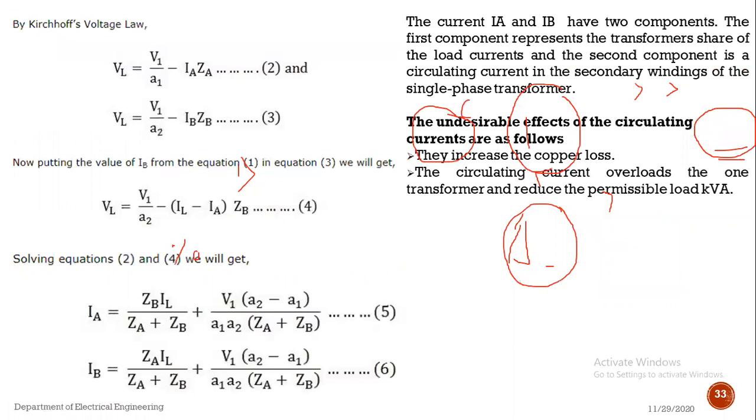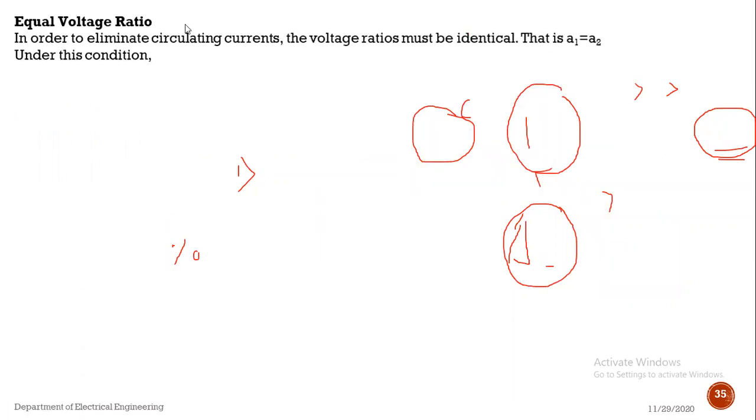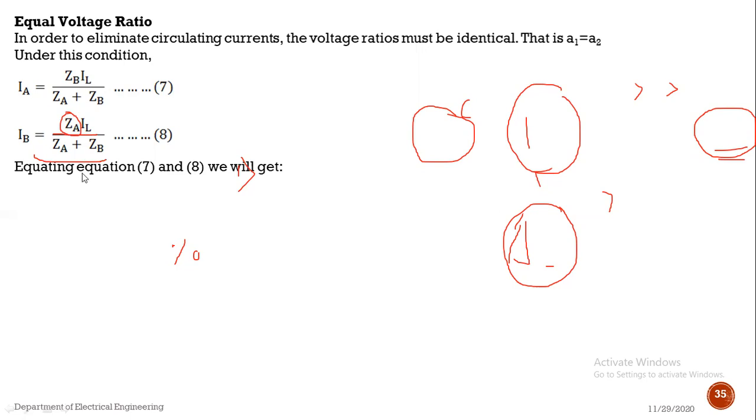In that equation, for equal kVA rating or equal voltage ratio, the equation becomes IA is equal to load current IL into the opposite transformer impedance divided by the sum of both transformer impedances. Similarly, the current shared by transformer B is equal to load current IL into the opposite transformer impedance divided by the sum of impedances of both transformers. So these are the loads shared by each transformer.